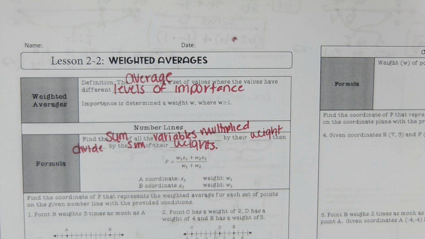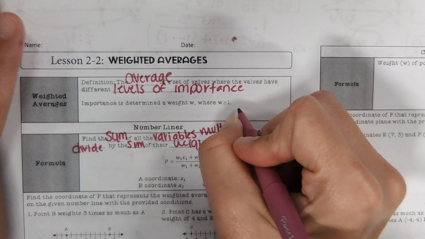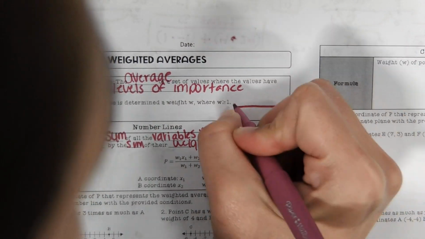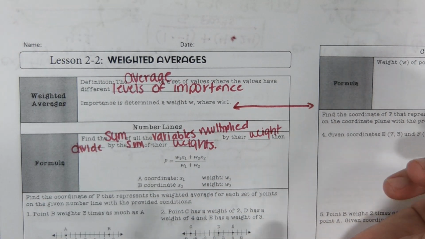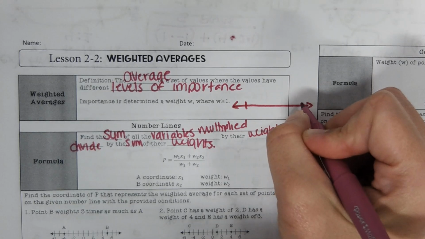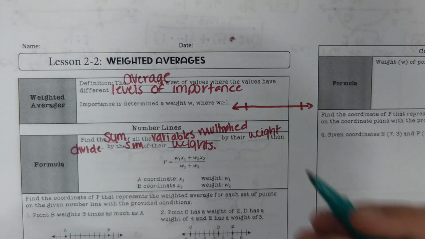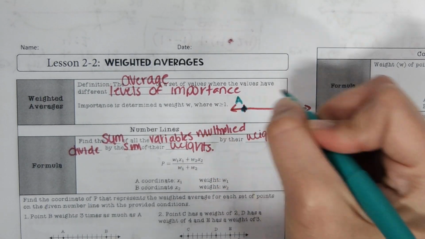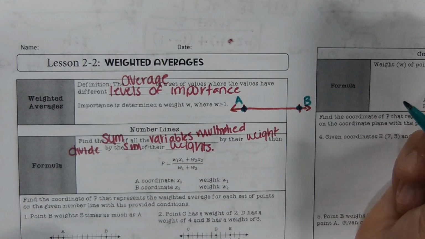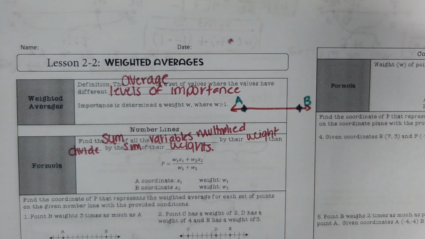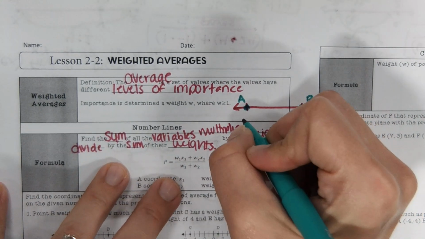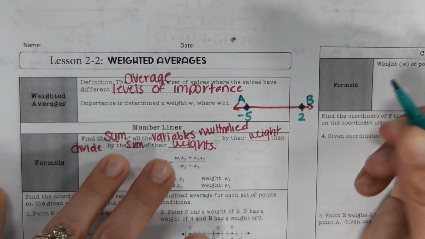Okay, so today we're working on weighted averages. This is a similar equation to what we did yesterday, just a slightly different concept. So what we're going to be doing today is you'll have a number line similar to what you saw yesterday, and maybe 2 points on that number line. So let's call this point A and point B, and let's say A is at -5 and then B is at 2.